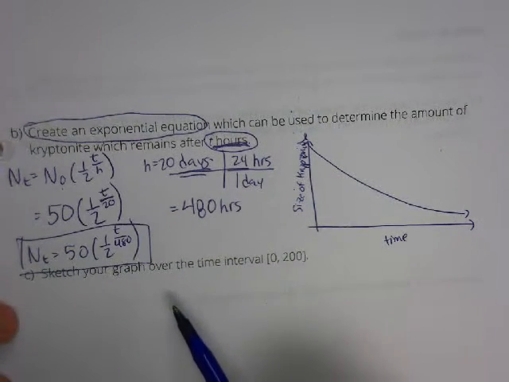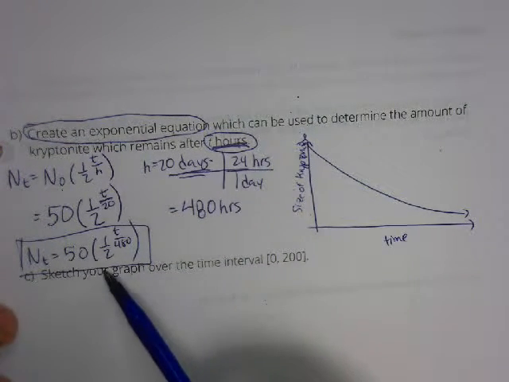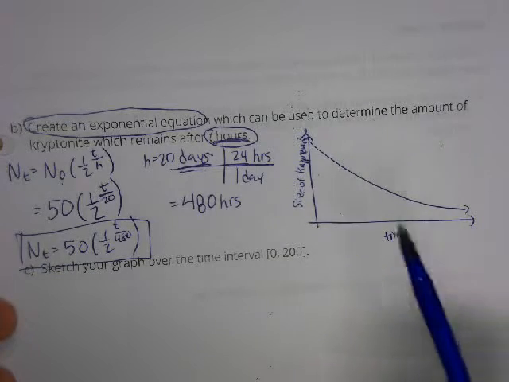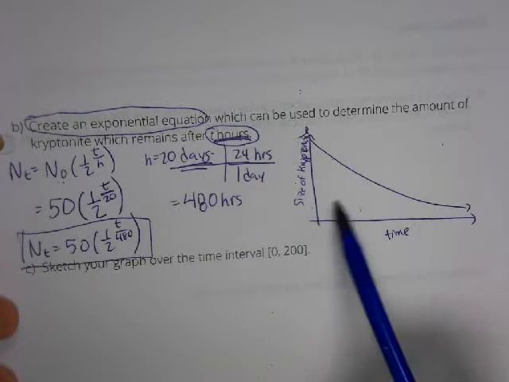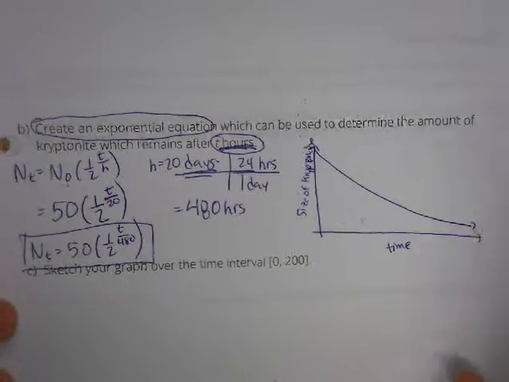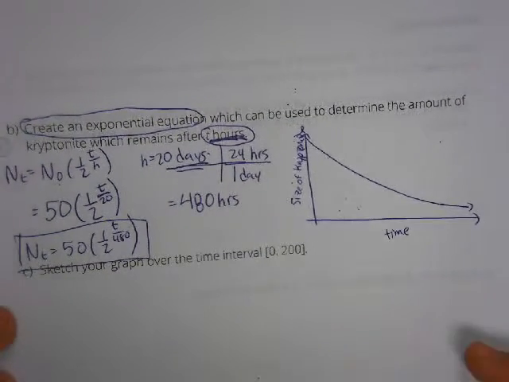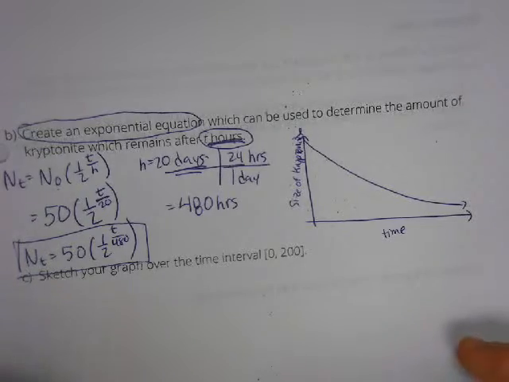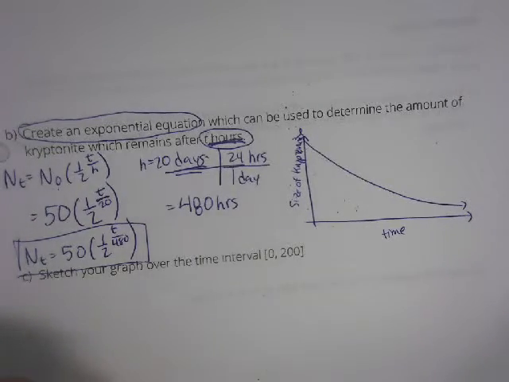To do part C, you would just plot this function in your calculator, and I would just want a rough sketch of it. It's important that you know how to plot a function like this in your calculator. Any questions? Just post a comment if you have questions.